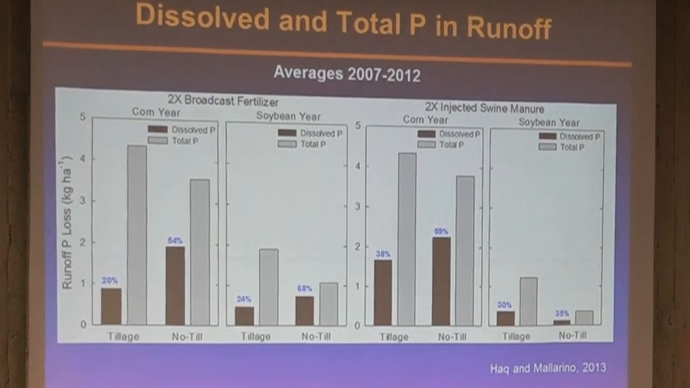So no-till does reduce our loss. It does reduce phosphorus loss. But it can increase the proportion of the dissolved phosphorus in that runoff.